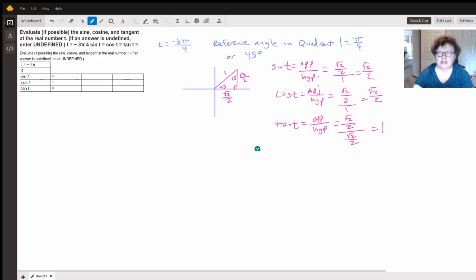So the tricky part's the negative. But if you think about a negative angle, that means it rotates backwards, right? Clockwise. And if you went negative 3 pi over 4, where would you be sitting? Well, let's think about this for a second.